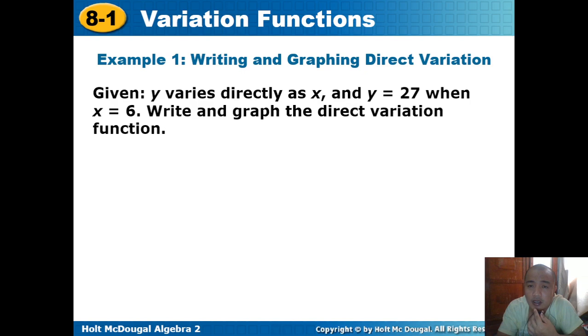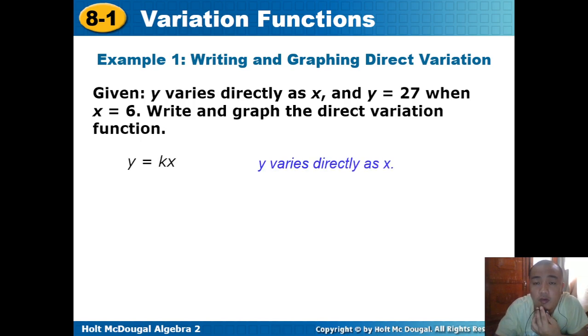Example 1, writing and graphing direct variation. y varies directly as x, and y equals 27 when x equals 6. Write and graph the direct variation. Okay, it will be our equation here: y equals kx. Whenever it's direct variation, y equals kx.